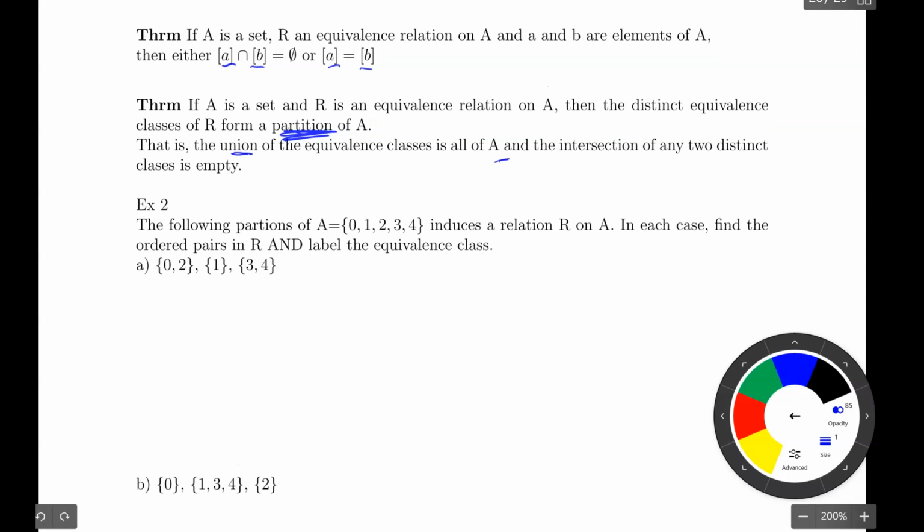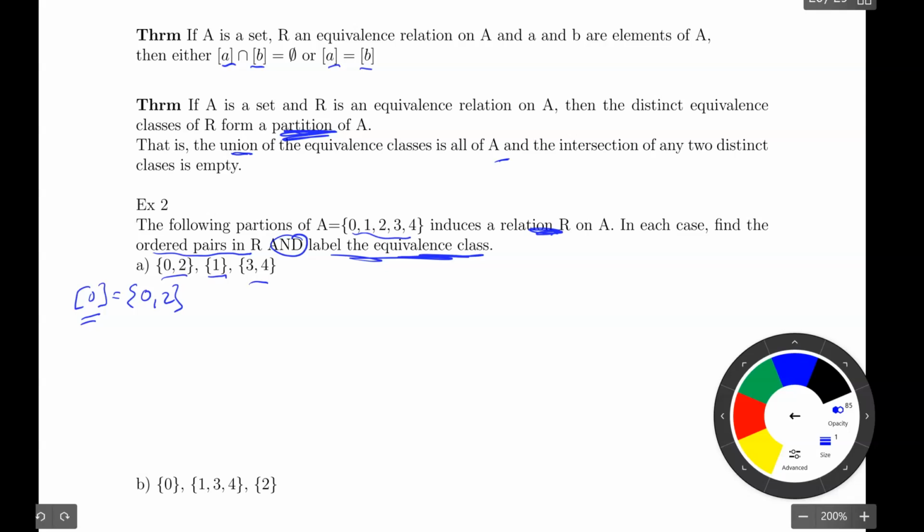All right, so let me do this one here. So here I'm telling you this is the set, and there is a relation R, and I'm telling you that these are the equivalence classes. So it's like saying, they didn't label it so, but it's like saying the equivalence class of 0 is 0, 2. So they want me to label the equivalence class, so that's it. I labeled the equivalence class, and find all the ordered pairs.